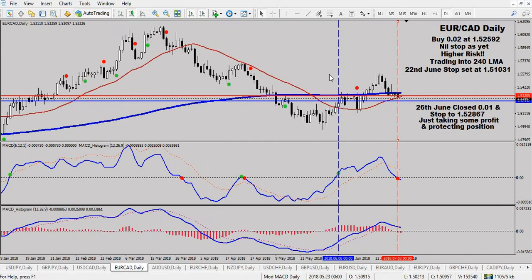Euro CAD. I was in a buy on this back here. Had a stop in place, however got a new sell signal this morning. So I've closed my remaining buy for an overall profit and taken a new sell in this area here. It's a bit ugly, the MAs are very tight, not the ideal setup, but all the criteria are met. So we've closed the buy, overall profit, and taken a new sell this morning.